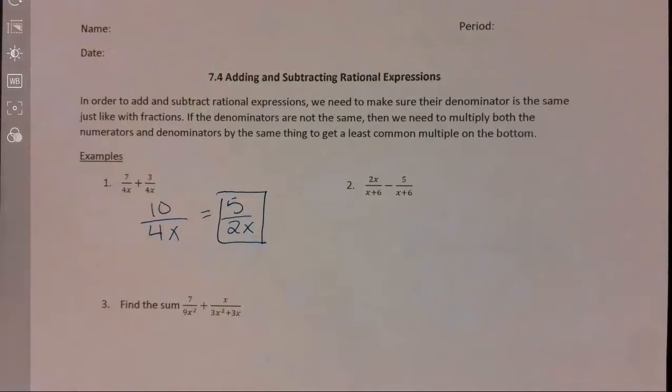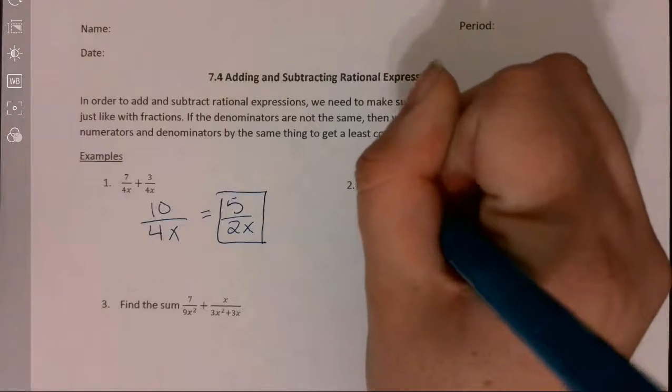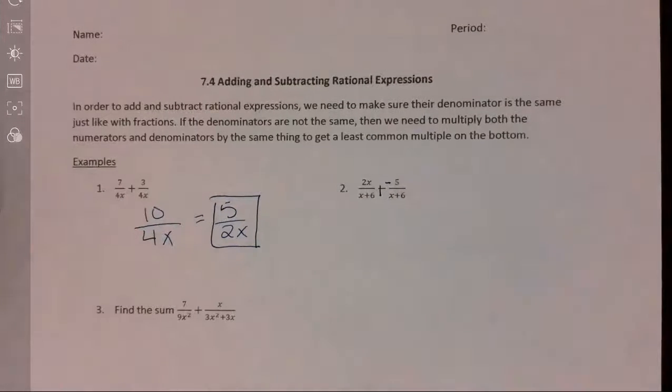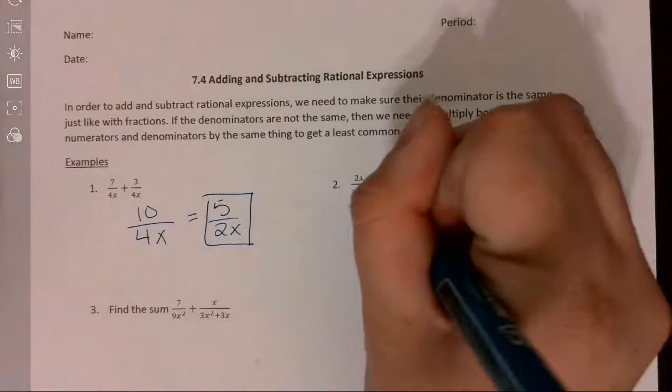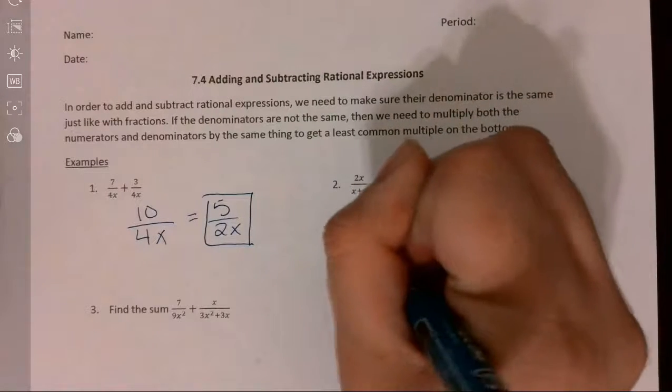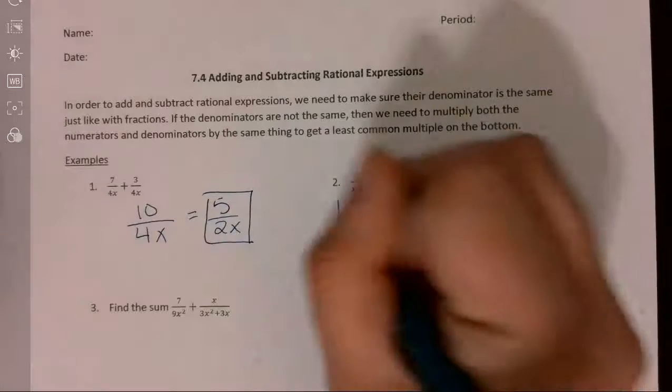Okay. Then I'm going to do the same thing for number 2. It has the same denominator, but it has a negative. So what I'm going to do is change this to a plus and move the negative over there so I don't forget what I'm doing. Okay, so then I have 2x minus 5 on the top over x plus 6. And since I don't have the same factors, this is my answer.